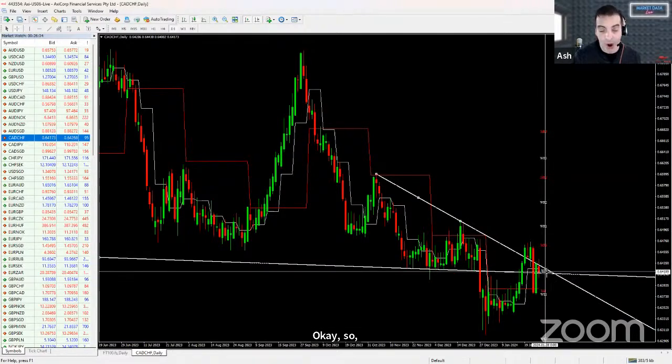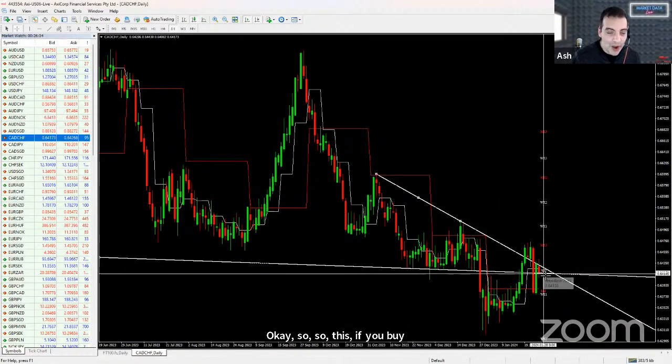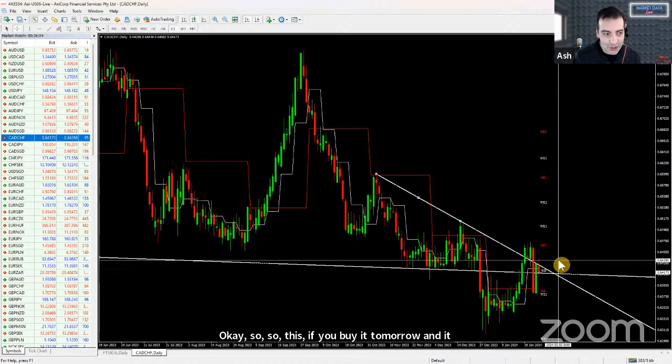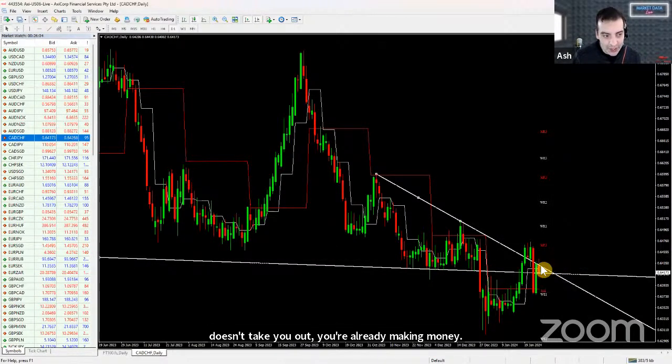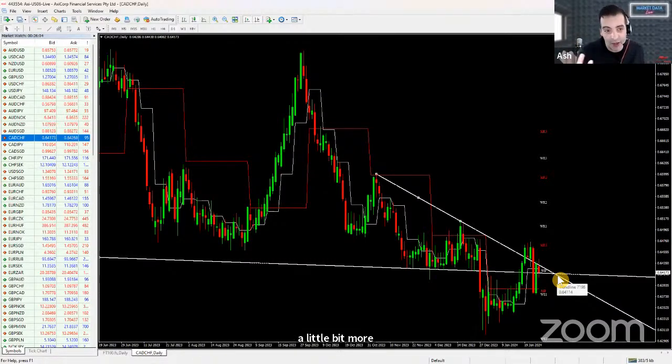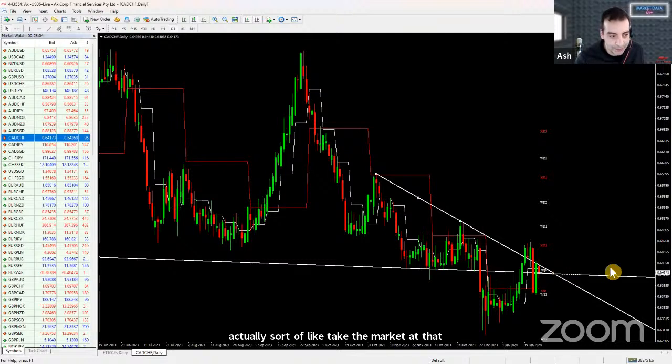If you buy it tomorrow and it doesn't take you out, you're already making money. Now, that doesn't mean you should buy it, because you still want to see price action which suggests it's going up. But the good thing about a positive swap is you can be a little bit more confident, because the thing about the market is you don't know the timing. Our signal to get into a market just tells us whether we've got some buyers or sellers. It doesn't tell us whether they're going to actually take the market at that particular time. But if we hold on to the position, then we can not worry about the timing.